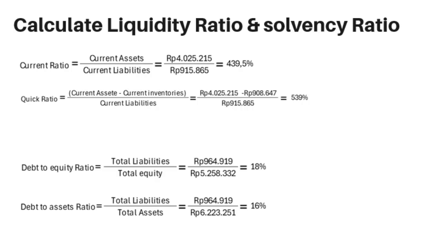Next, calculate the liquidity ratio and solvency ratio. In liquidity ratios there are two types. The first type is the current ratio. Current ratio is current assets divided by current liabilities. For example, the current ratio of Cimory is 439%.